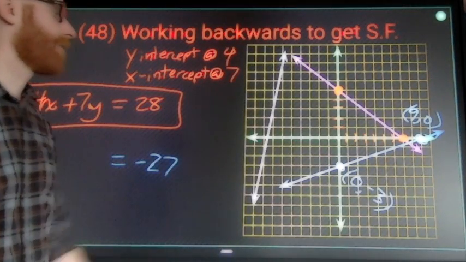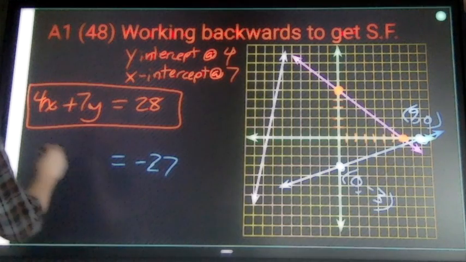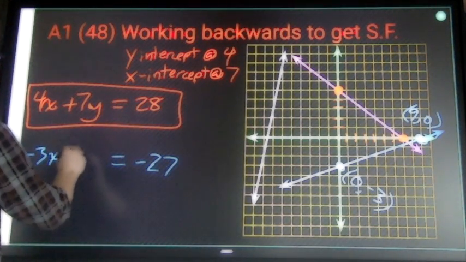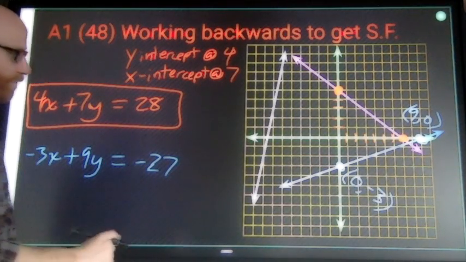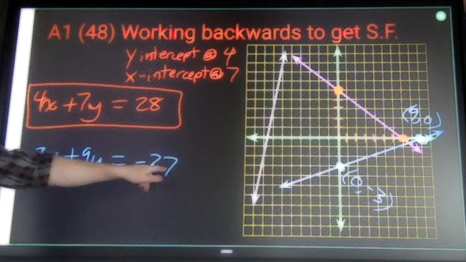So I'm going to have negative 3 times x plus 9 times y. All right, my x-intercept multiplying my y, and my y-intercept multiplying my x. Multiply both of them together to get the constant.